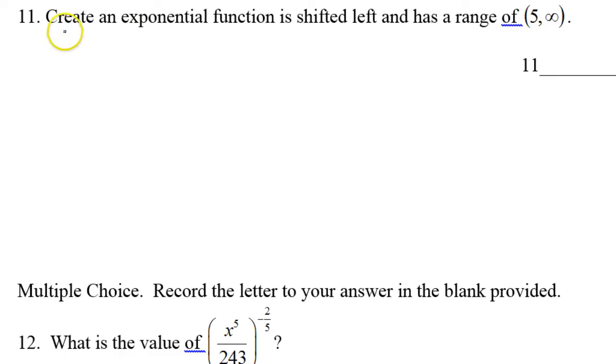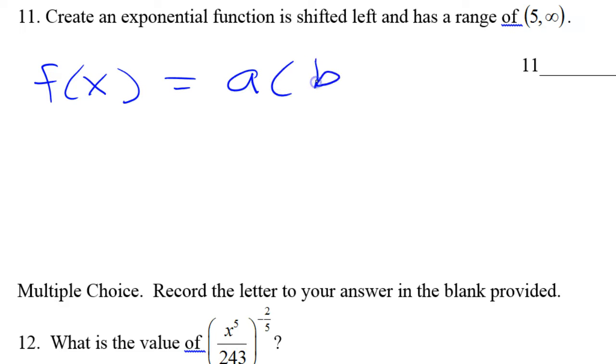All right, for number 11, I need to create an exponential function that is shifted left and has a range of 5 to infinity. Now, remember, your basic model for an exponential function is like this. We have a times b to the x power. Now, this is unshifted in any way.